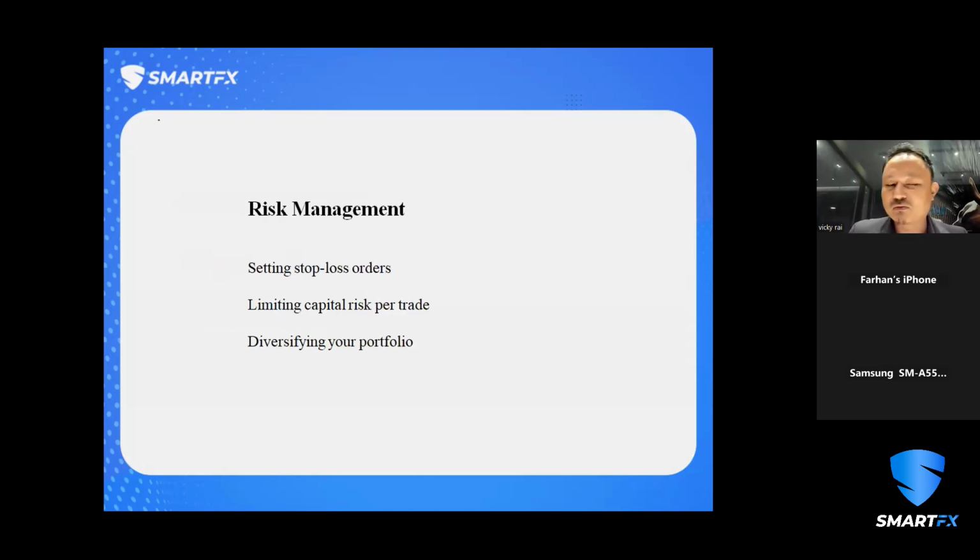Okay, risk management, one of my favorite topics. I've come across tons of traders who are very good in trading, but because of the risk management, they always fail. Risk management is one of the crucial elements of trading. It makes you stay in this profession for a longer period of time.